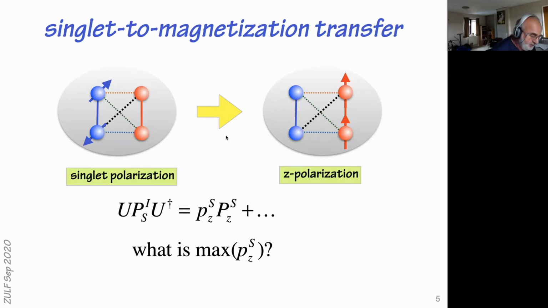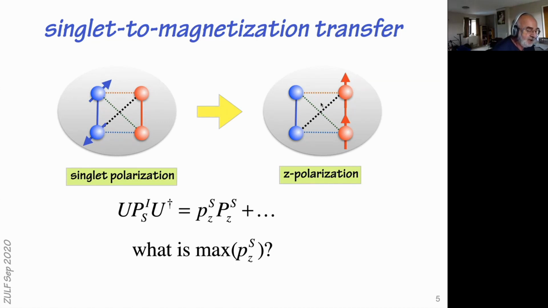So the problem we want to address then is: if you have singlet polarization for the I spins, and you apply some unitary transformation, so that means you apply some coherent Hamiltonians, or you allow the system to evolve coherently, which can be a pulse sequence of magnetic fields, and it doesn't include relaxation. But if you just allow coherent evolution, how much in principle of the Z polarization can you get? Is it 1? Can you completely transfer the singlet order to 100% polarization of the S spins, or is it less than that?